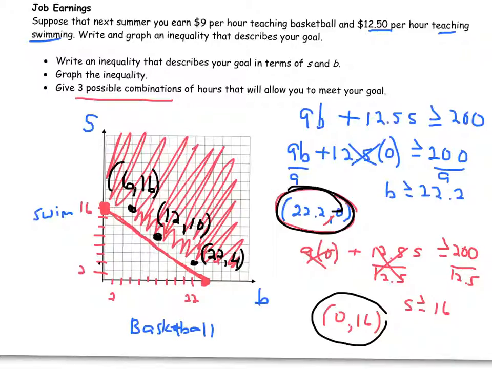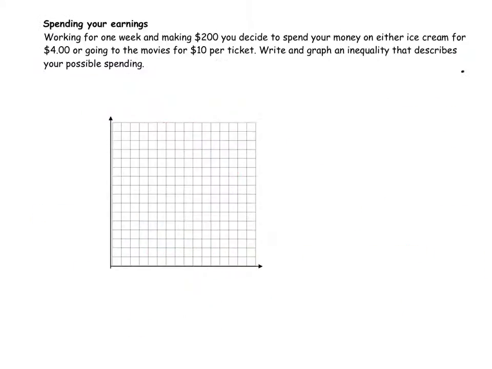Okay, we have one more example, I believe. Let's see. Okay, so now instead of making money, we're going to spend some money. So for this example, you're going to work for 1 week and you make $200. And you have to decide what you're going to spend your money on, either ice cream for $4 or going to the movies at $10 a ticket. So we've seen this before in another example. Let's write and graph an inequality that describes your possible spending.